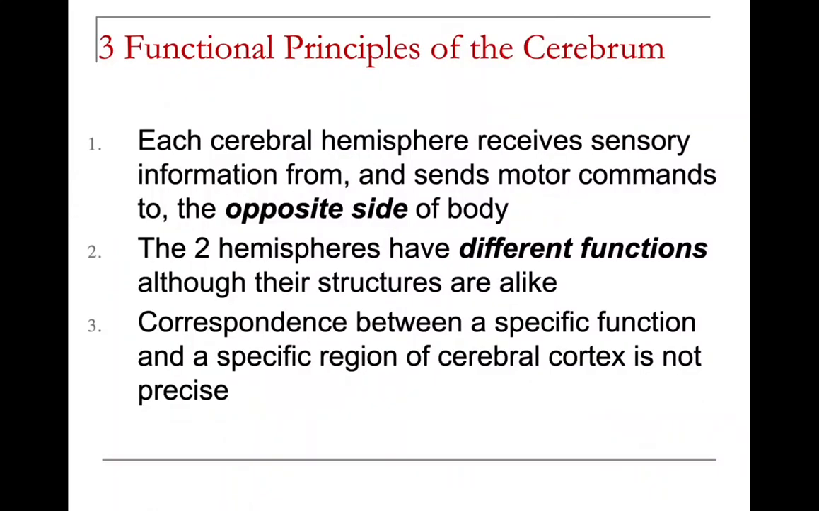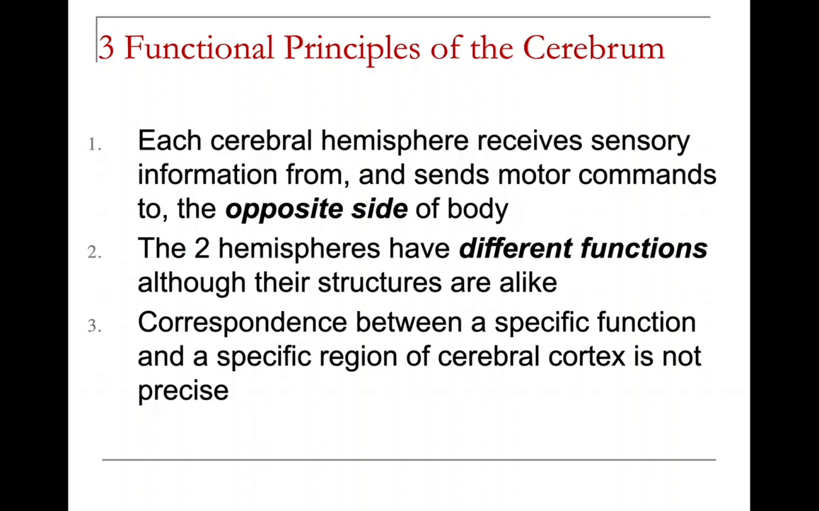The three main functions of the cerebrum: each cerebral hemisphere is going to have sensory information from the opposite side of the body, and it's going to send motor commands to the opposite side of the body. The two hemispheres do have some different functions. Their structures look alike, but their function is slightly different. So it's important to have the correspondence between these two sides of the brain to allow everything to function.